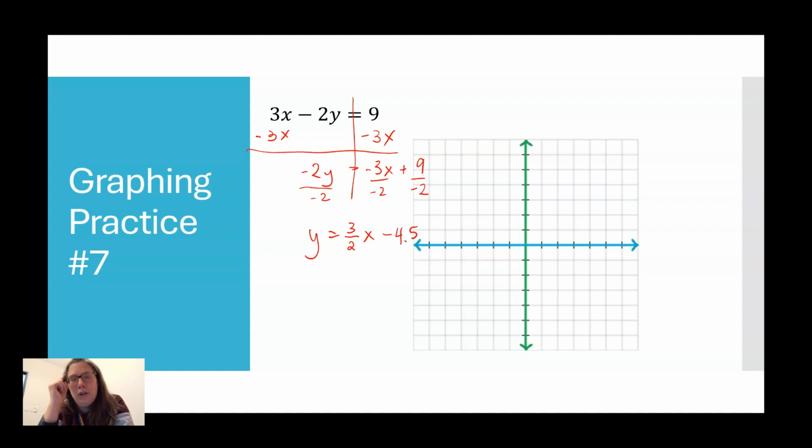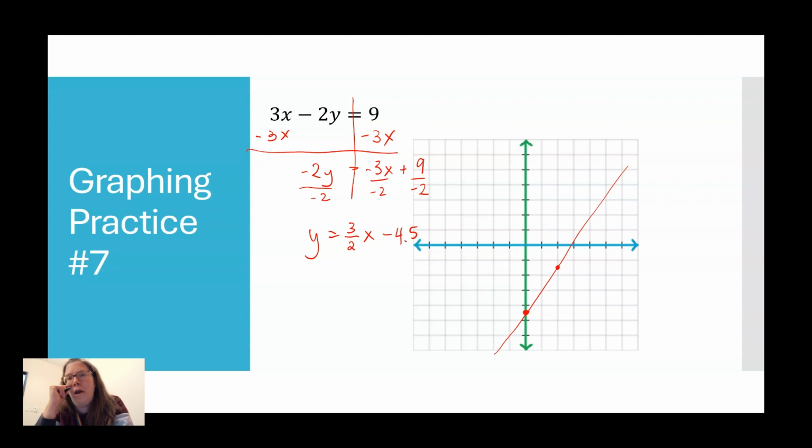All right, to graph this, I'm going to go to negative 4.5. 1, 2, 3, 4.5. Not so nice, but we're going to do our best. And then we're going to go up 3 over 2 from there. And remember, we're halfway, so we're going to have to stay halfway. 1, 2, 3 over 2. All right, we've got 2 points, which means we've got a line.